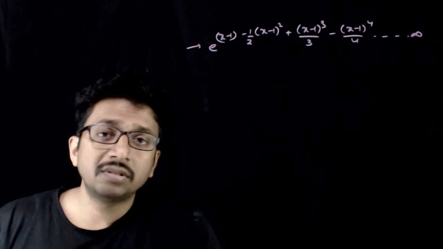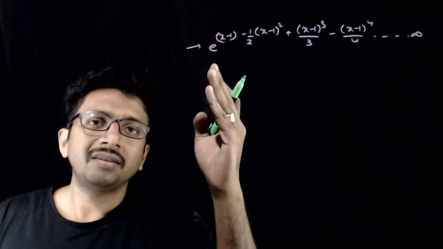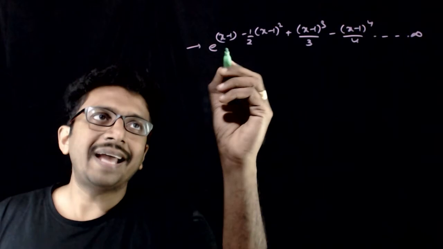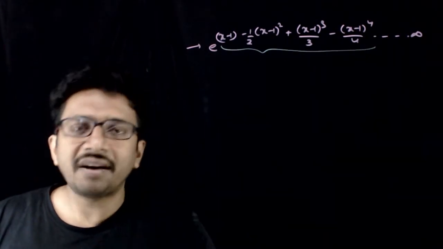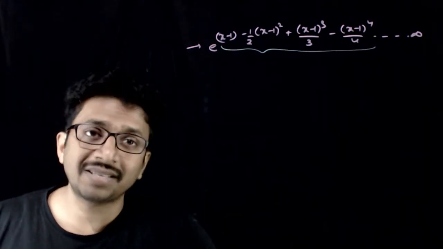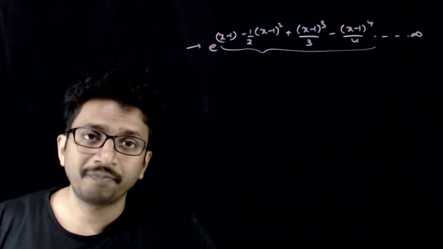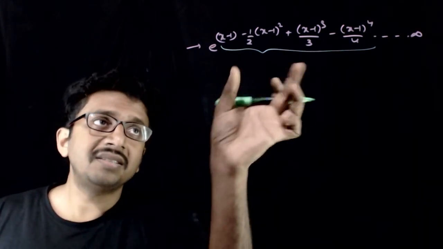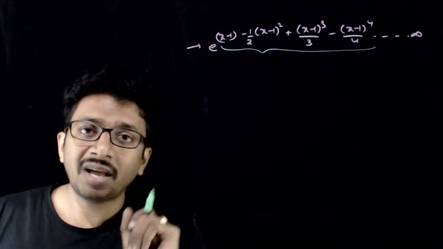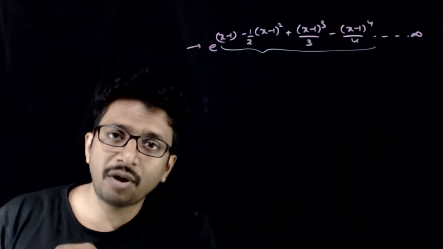So welcome students. In this question you are asked to find the value of e power (x minus 1) minus half times (x minus 1) whole square plus (x minus 1) whole cube by 3 and so on. As you can clearly see, the power of e has some relation with the expansion of log(1 plus x).